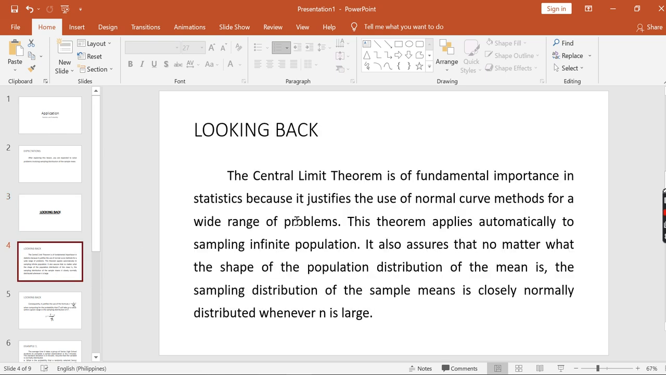Again, the central limit theorem is of fundamental importance in statistics because it justifies the use of normal curve methods for a wide range of problems. This theorem applies automatically to sampling infinite population. It also assures that no matter what the shape of the population distribution is, the sampling distribution of the sample means is closely normally distributed whenever n is large. That's why when you are doing research, the larger the sample is, the better.